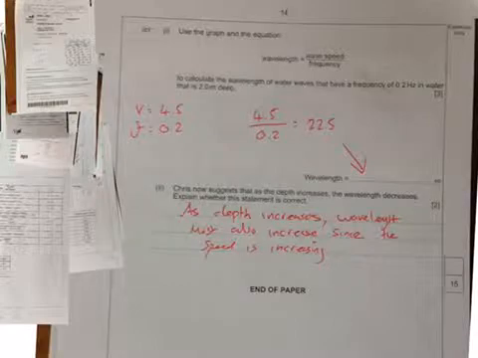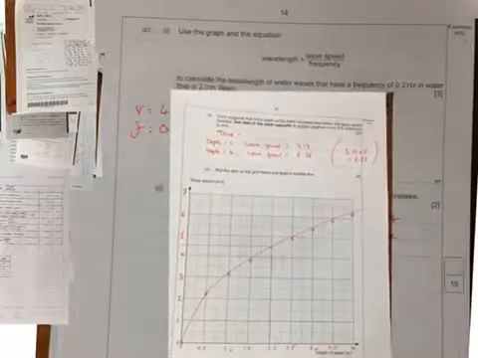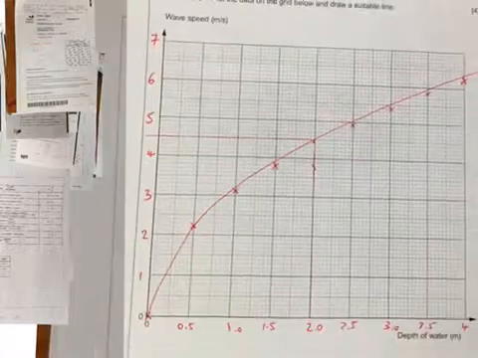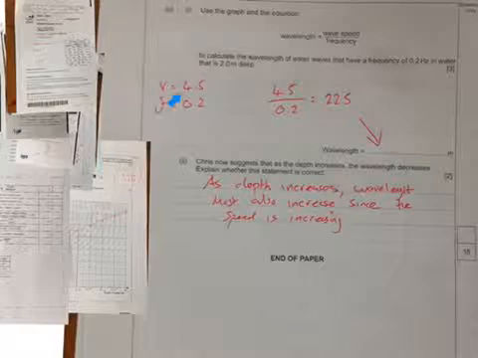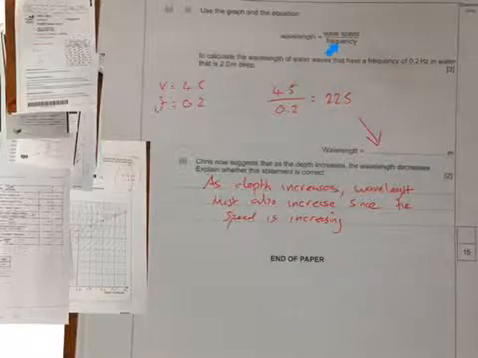use the graph and the equation to calculate the wavelength. So I've gone to my graph there, and I've got that value. When it was 2 meters deep, I've gone up and I've come back, and you can see that it's around about 4.5. They'll give you marks if you're off that as well. So when it was 2 meters deep, it was 4.5. Frequency is constant. It's 0.2. And then when I do the calculation, frequency on the bottom, wave speed on the top, gives me 22.5 meters.